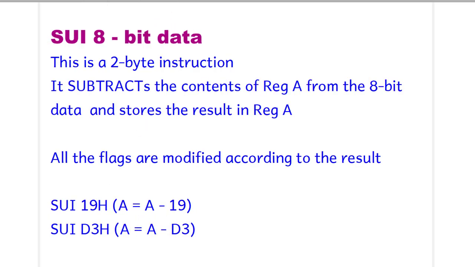Similarly, we have the instruction SUI. SUI is subtract immediate. This is a 2-byte instruction. It subtracts the given 8-bit data from the contents of register A and stores the result in register A, and all the flags are modified according to the result. So SUI 19H is A equal to A minus 19, and SUI D3 is A equal to A minus D3.